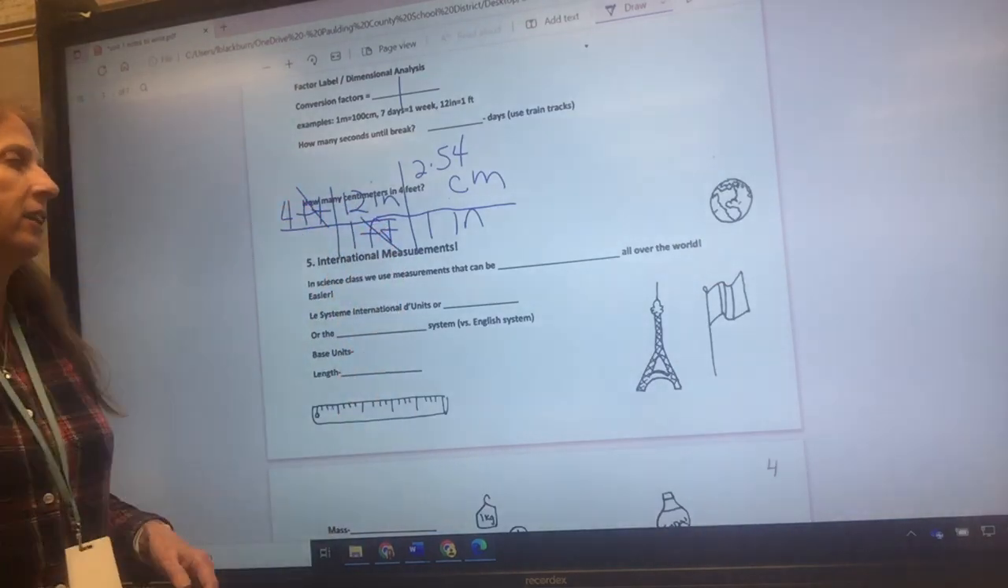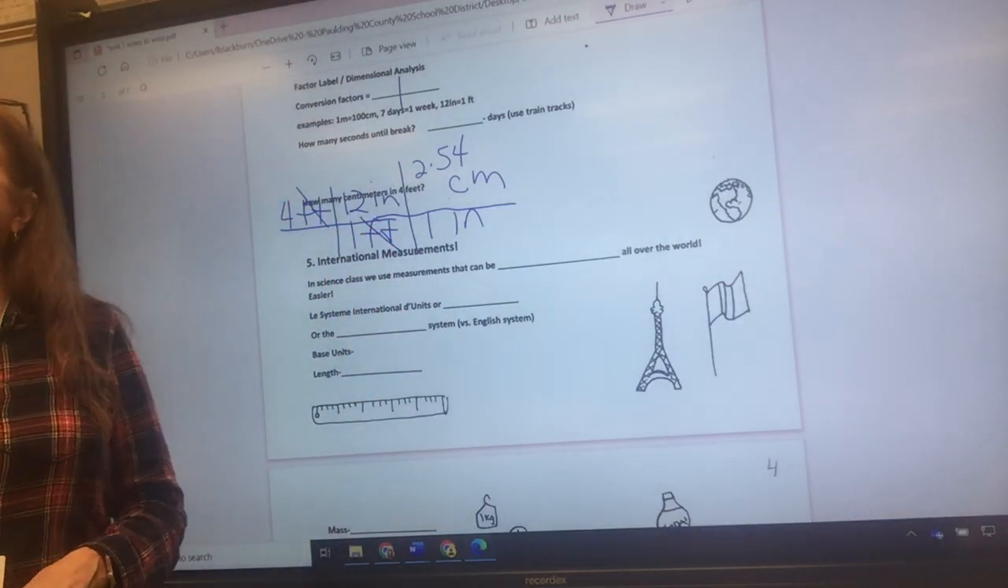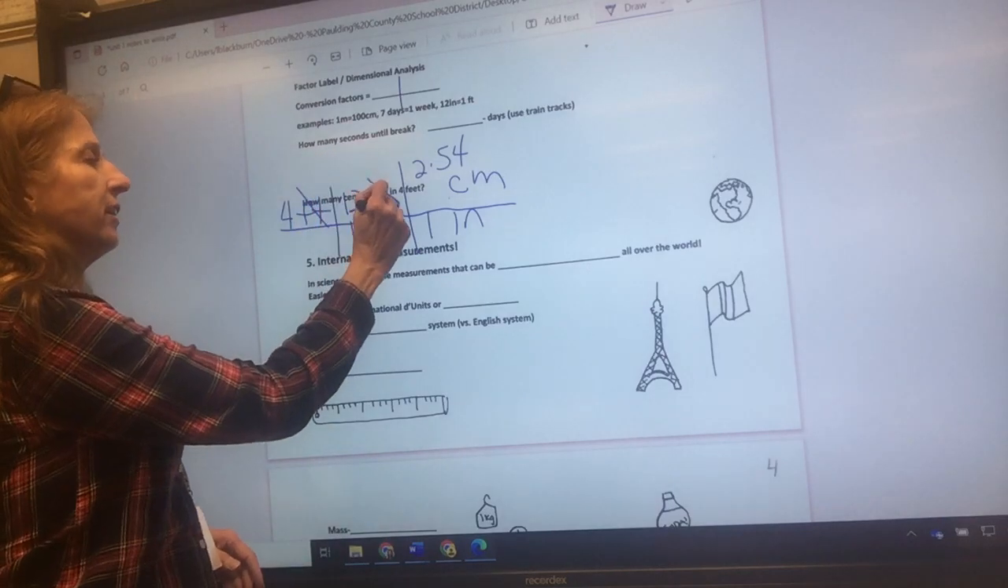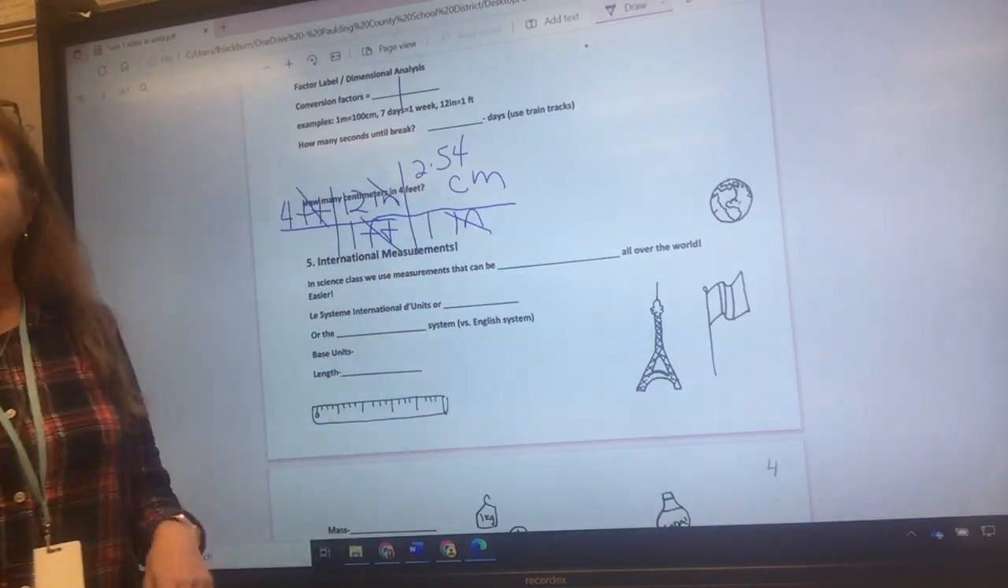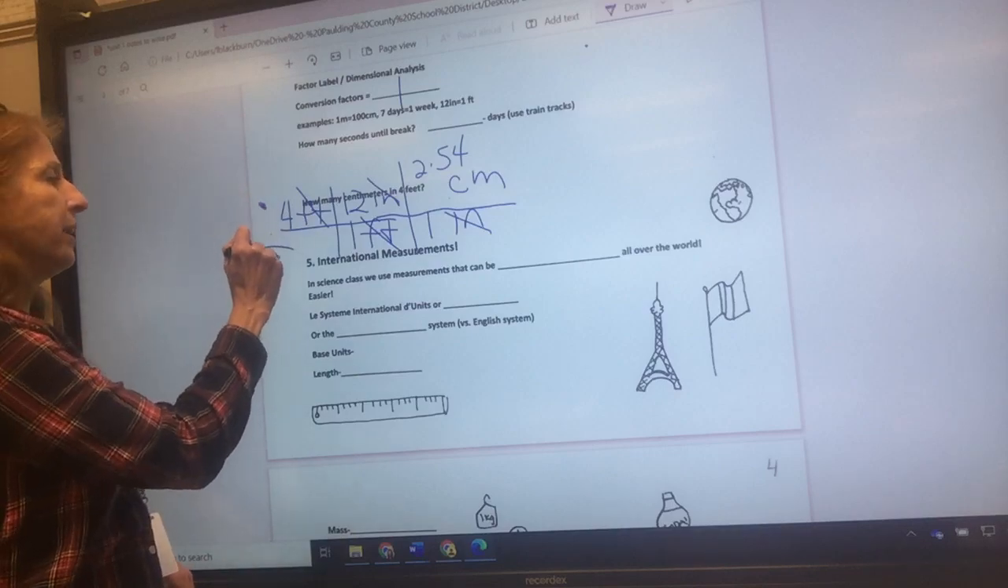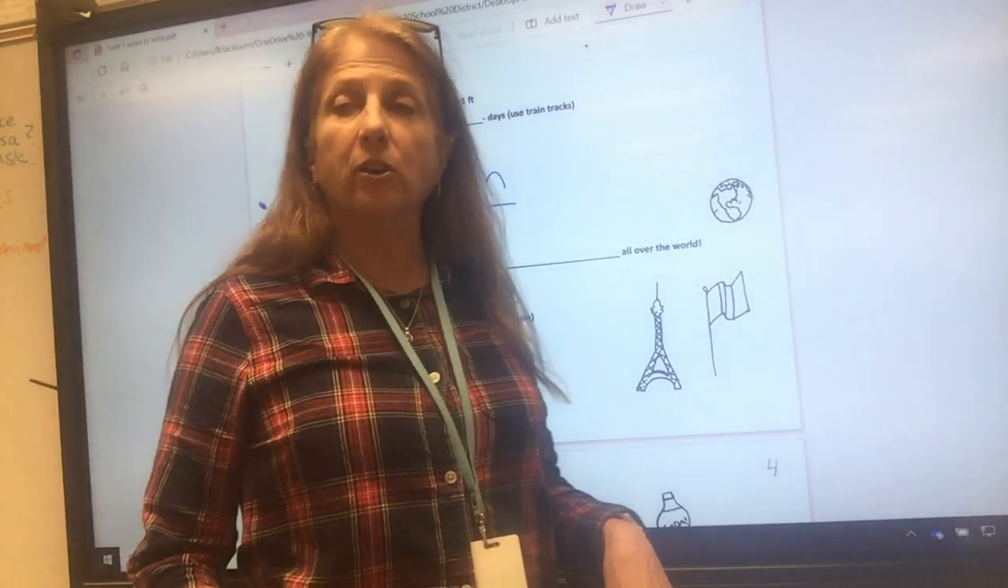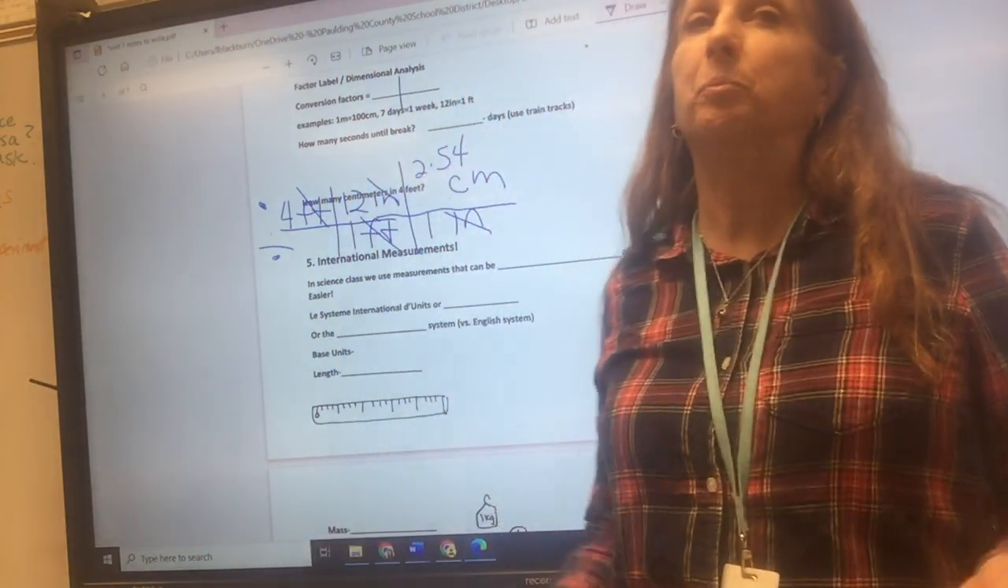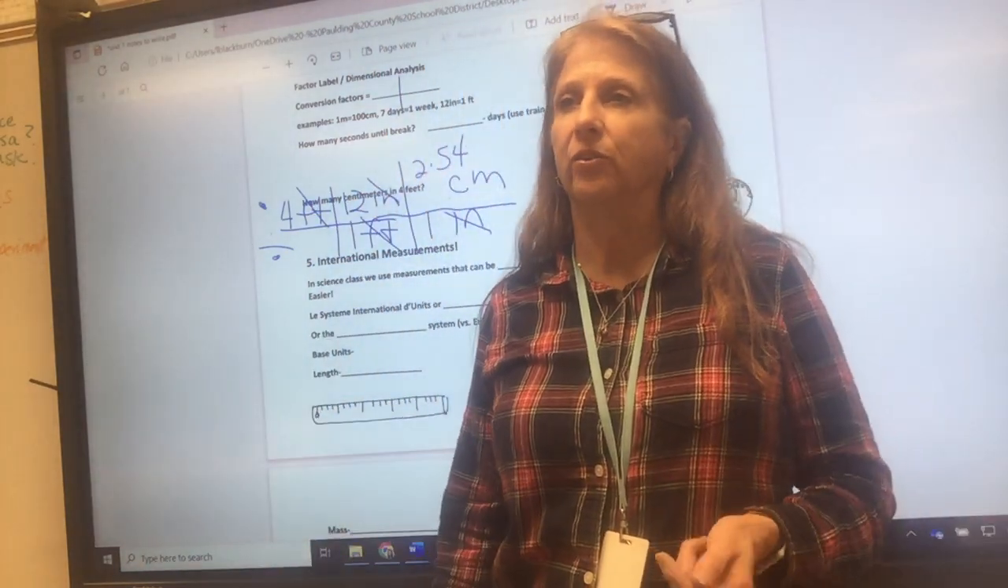There's a foot in the numerator and a foot in the denominator, so they mark out. An inch in the numerator, an inch in the denominator, they mark out. You multiply any number in the numerator, you divide any number in the denominator, but you can ignore ones because anything multiplied or divided by 1 is itself.